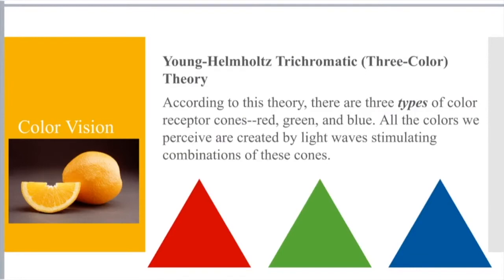So hopefully that video gave you a little bit better of a visualization of what that process actually looks like. We're going to finish up our conversation about vision, looking at color, starting with the Young-Helmholtz trichromatic theory, which is the 3-color theory. Basically, according to this theory, there are 3 types of color receptor cones: red, green, and blue, like you saw in the video. All the colors we perceive are created by light wave stimulating combinations of these cones, right? Think back to first grade art when they talked about your primary colors and the ones that they combine to create. Our cones are basically doing that.